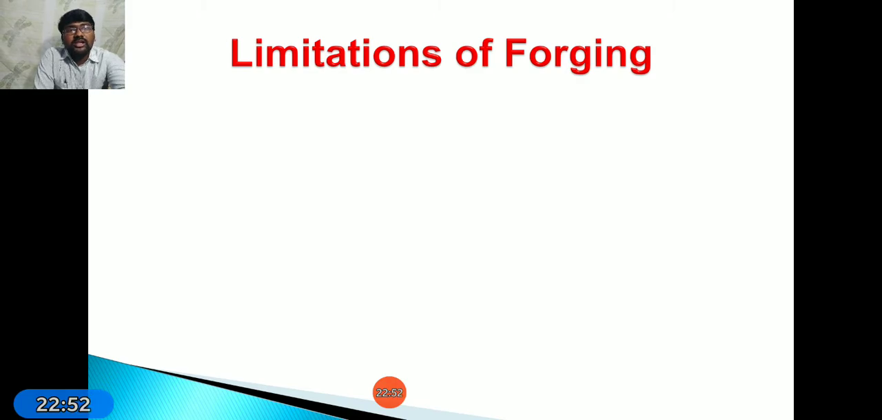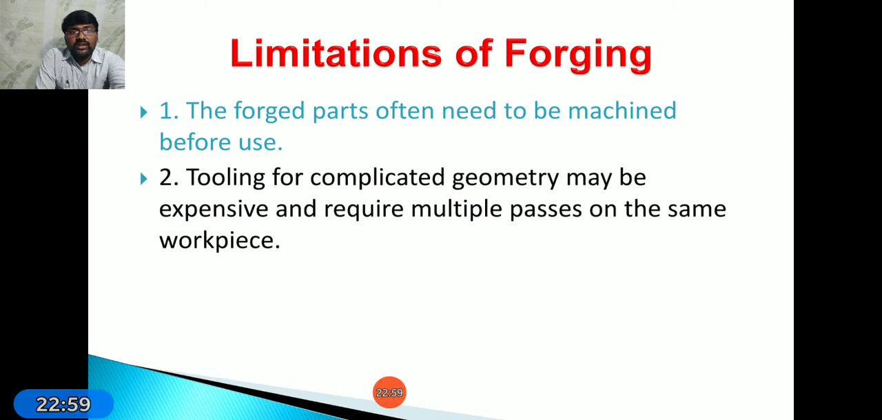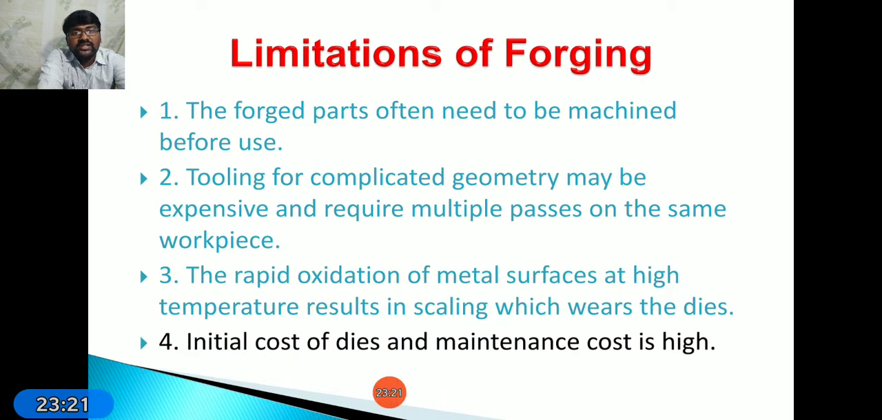Next, coming to limitations of forging. The forged parts often need to be machined before use. Next, tooling for complicated geometry may be expensive and require multiple passes on the same workpiece. That is one of the limitations. Next, the rapid oxidation of the metal surface at high temperature. Due to this, scaling will wear the dies. Next, the initial cost of the dies and the maintenance cost are high.